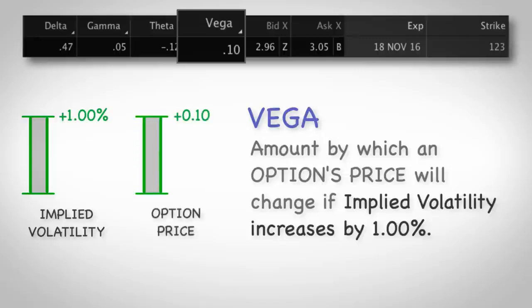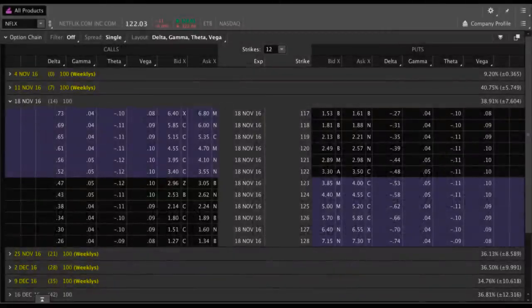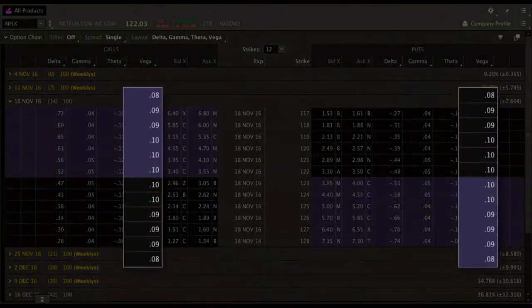by 10 cents. If we look at the option chain again, you'll see that the vega is a positive number on all of these options, both calls and puts. This is because an increase in implied volatility will cause all options to get more expensive.